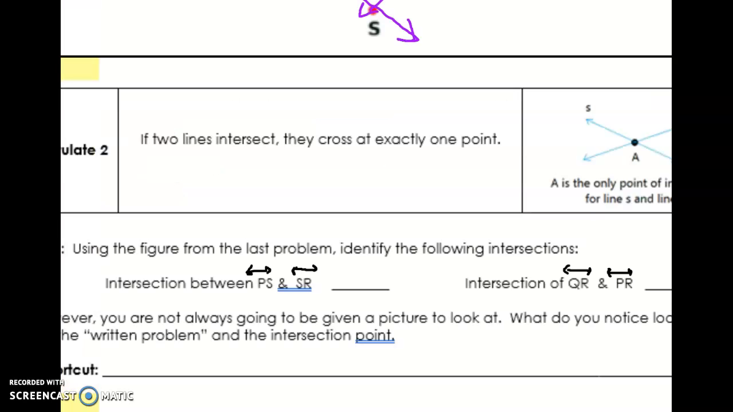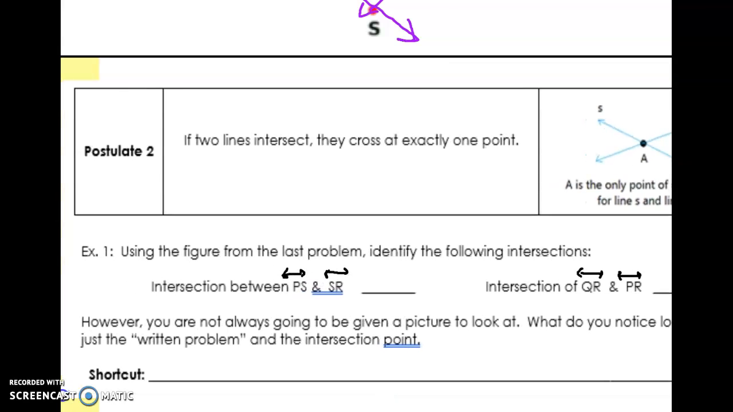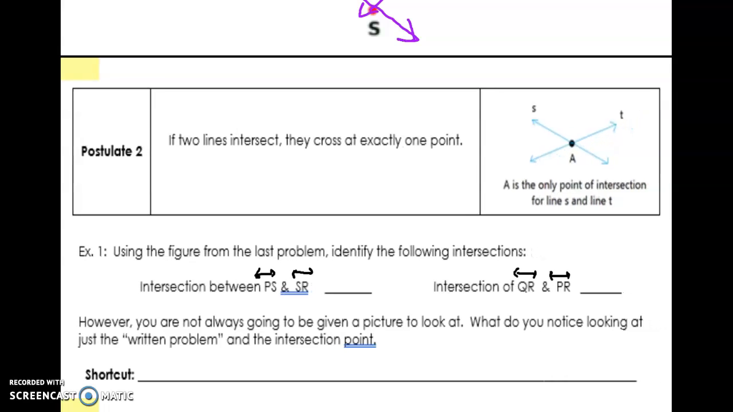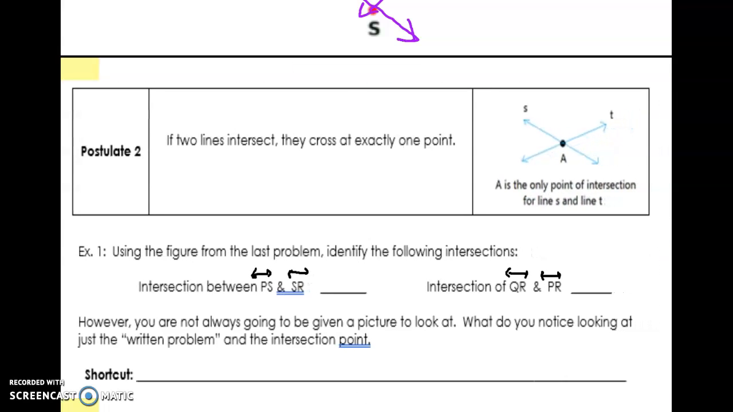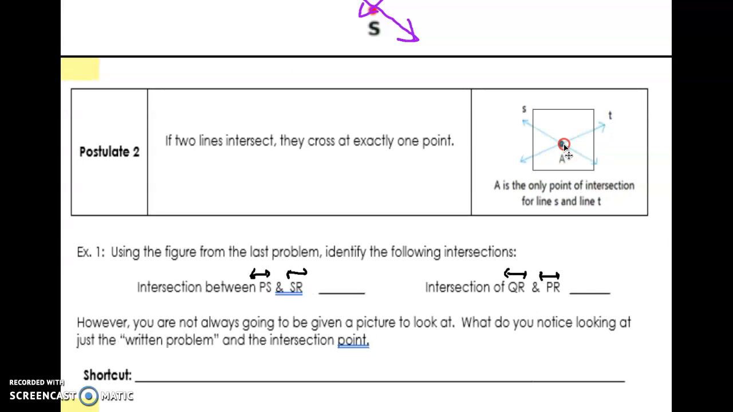Let me see if I can bring this in our screen a little bit better here. Okay, so it's a little squished, but rule 2 is that if you have 2 lines and you cross them, they're going to come together at exactly 1 point. So if we look at our sample here, line S and line T. Now notice this time in my figure, it just decided to label them with lowercase letters. Remember, lines can also be labeled that way. So if we cross those 2 lines, you have 1 point of intersection.